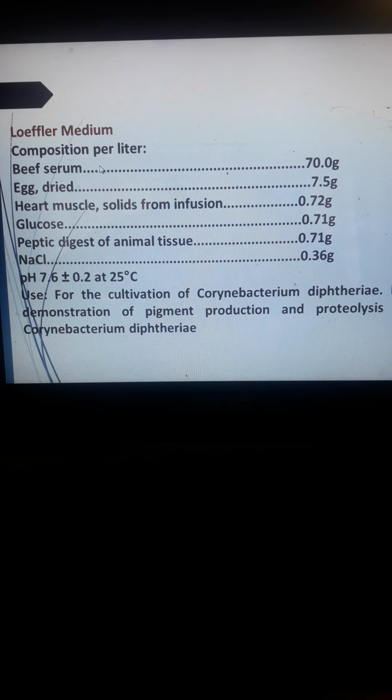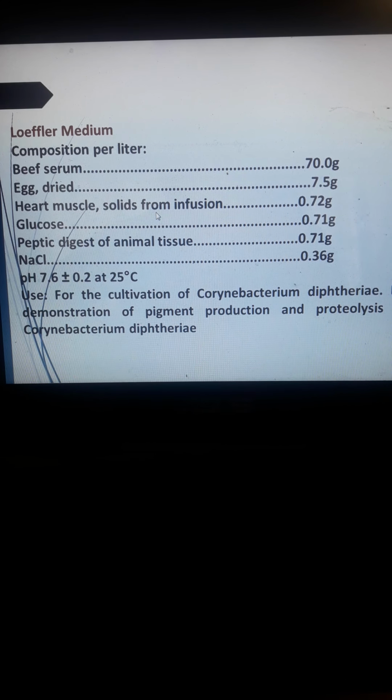To continue our discussion, we're going to Loeffler medium. So composition per liter: beef serum 70 grams, usually the source of protein. Egg, dried, 7.5 grams, also a source of protein and even fats.